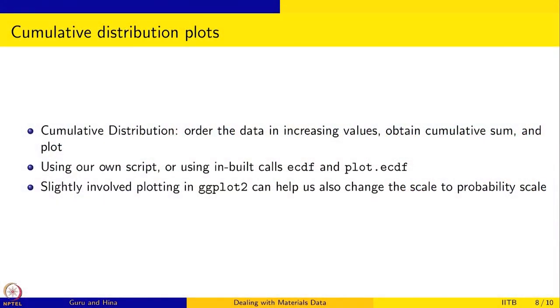The third way of presenting data is to give cumulative distribution plots. Here again, we order the data in increasing values, obtain the cumulative sum, and plot. There are several ways of doing cumulative distribution plots. You can use your own script, or you can use inbuilt calls like ECDF or plot.ecdf and so on to get the cumulative distribution. You can also do slightly more involved plotting in ggplot, which helps us change the scale of the y-axis in these cumulative distribution plots to probability scale, to know whether the data follows the normal distribution or not. This might be important in some cases. We will see examples of that, and there is more involved analysis that one can do. This is just the first step, changing the y-axis to probability scale, but we will see an example of how to do this.